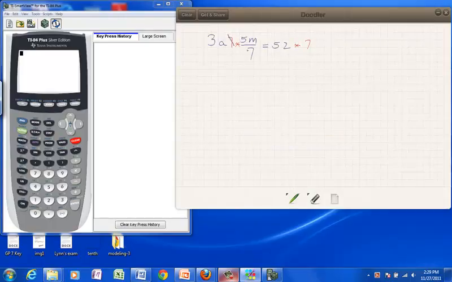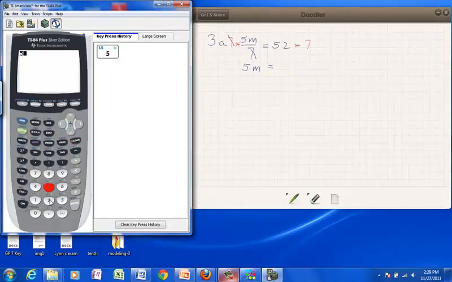So on this side, the 7's will cancel, and I'm left with 5m. And on the other side, I have 52 times 7. That's 364.